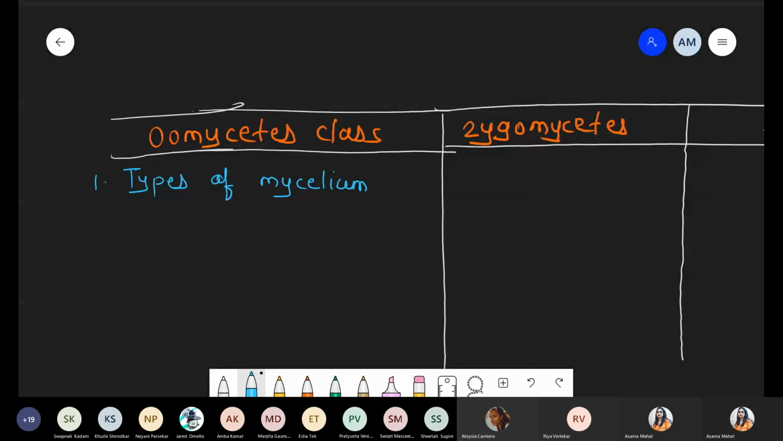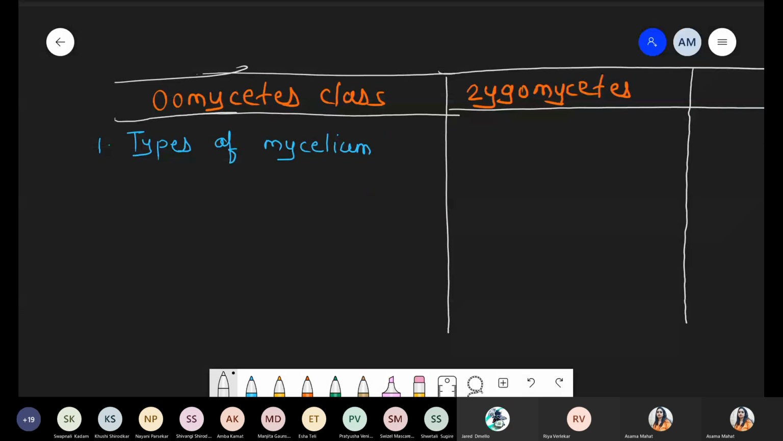Types of mycelium. So simply we are talking about, because हमने पहले देखा है what is meaning of septate, what is meaning of aseptate, right? What is meaning of the primary mycelium, what is meaning of the secondary mycelium. So I'm not taking that part, I'm just enlisting the name because we already discussed this part.